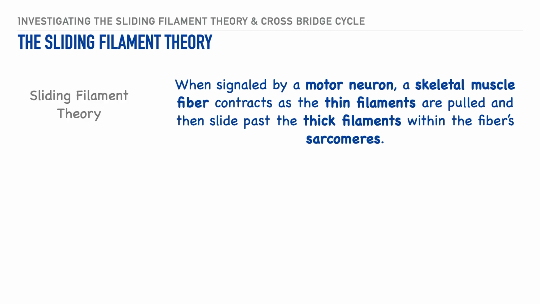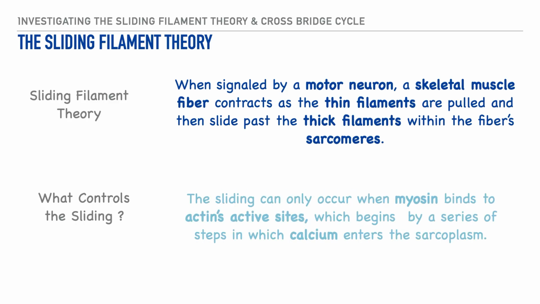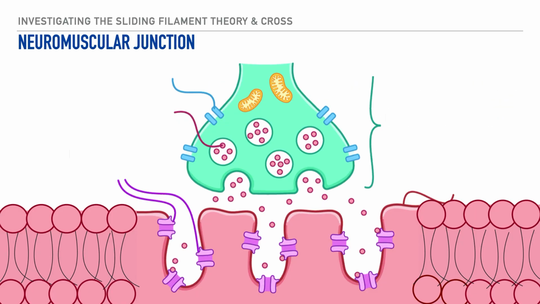And with this, it's helpful to ask and answer the question, well, what controls the sliding? Well, the sliding can only occur when myosin binds to actin's active sites, which begins by a series of steps in which calcium enters the sarcoplasm. So to begin this series of events, we're going to take a look at the neuromuscular junction, which represents the location of where a motor neuron's ending meets with a muscle fiber, which is the primary site in which the nervous system begins to initiate muscle movement.